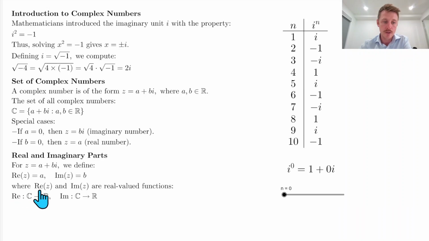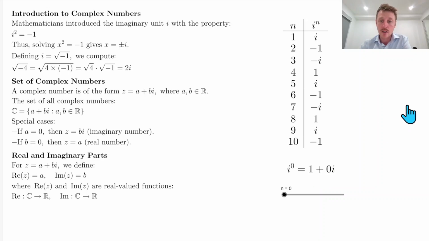Okay, and then we say Re(z) and Im(z) are real valued functions. So the real component of a complex number is a real number, and the imaginary component of a complex number is also a real number.